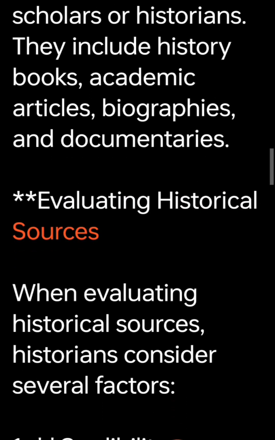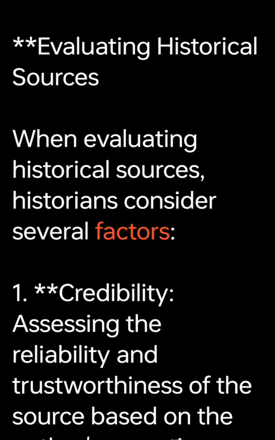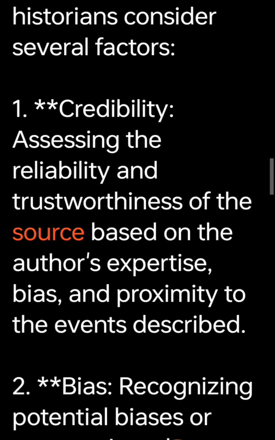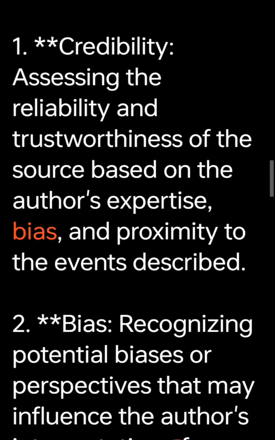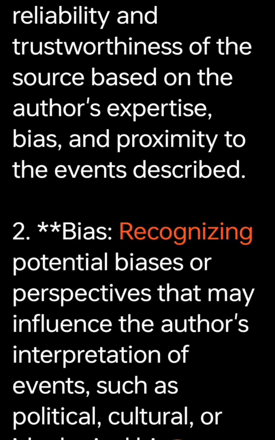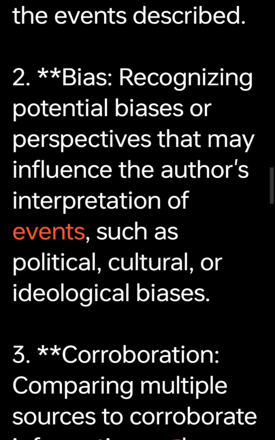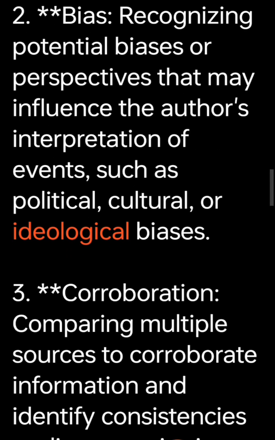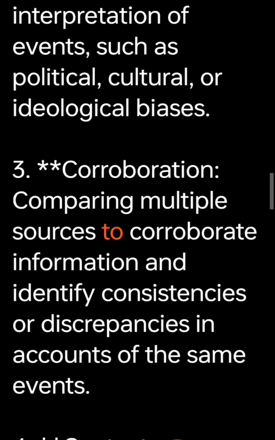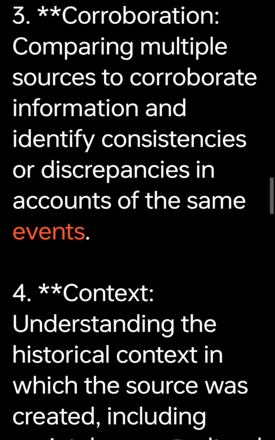Evaluating historical sources. When evaluating historical sources, historians consider several factors. 1. Credibility. Assessing the reliability and trustworthiness of the source based on the author's expertise, bias, and proximity to the events described. 2. Bias. Recognizing potential biases or perspectives that may influence the author's interpretation of events, such as political, cultural, or ideological biases. 3. Corroboration. Comparing multiple sources to corroborate information and identify consistencies or discrepancies in accounts of the same events.